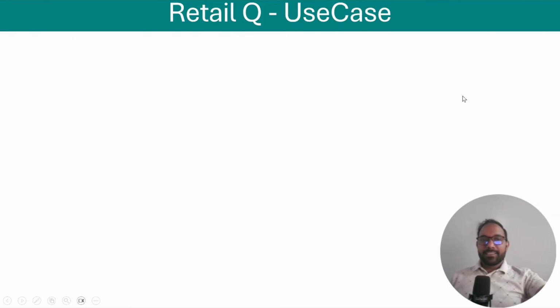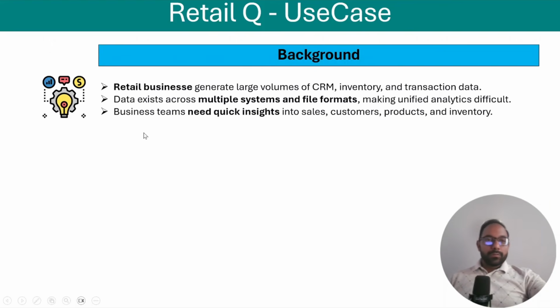Let's start by understanding the business use case so that we know what we are building, why we are building, and how we are going to build it. So the background of our business is that we are running a retail business which generates a large volume of CRM, inventory, and transaction related data. This data is currently spread across multiple systems and file formats. And the business needs quick insight into the different data which is coming from various sources. So that is the background.